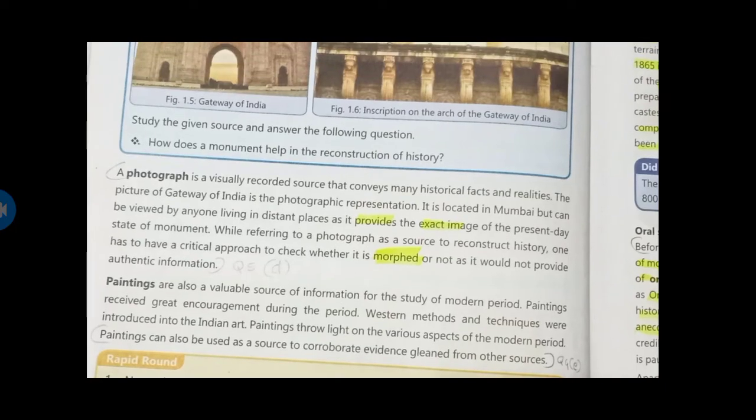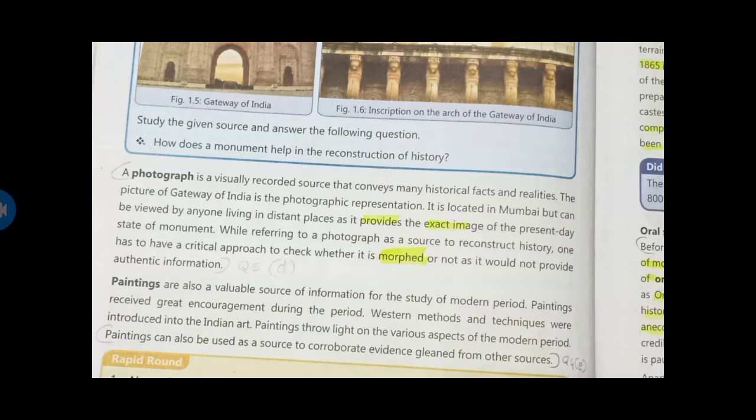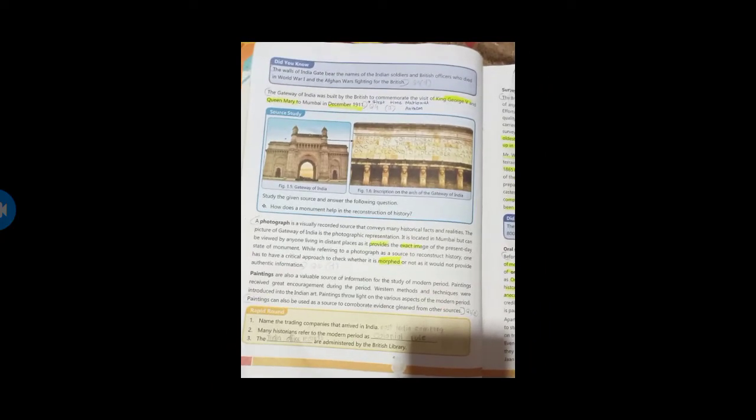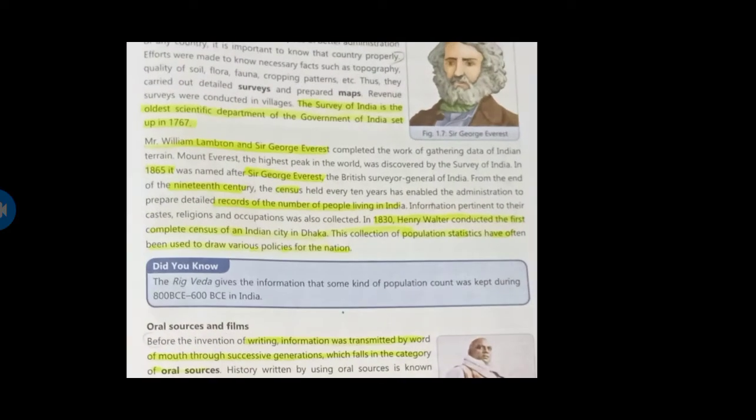Now see, paintings are a very valuable source of information for the study of the modern period, because paintings received great encouragement during the period. Western methods and techniques were introduced into Indian arts. Paintings throw light on various aspects of the modern period. Paintings can be used as a source to corroborate the evidences gleaned from other sources. So the paintings were very useful because we can understand how the art and culture was of that period.